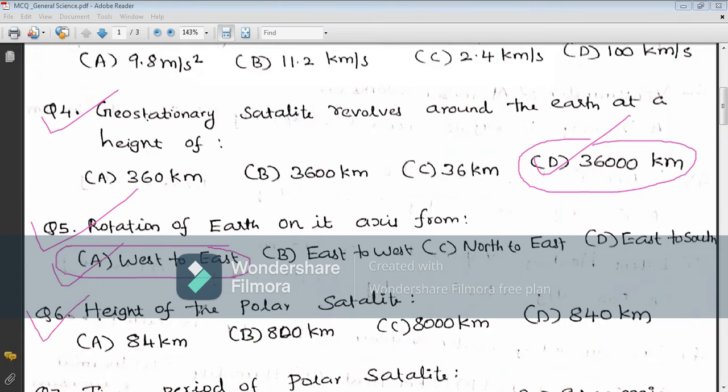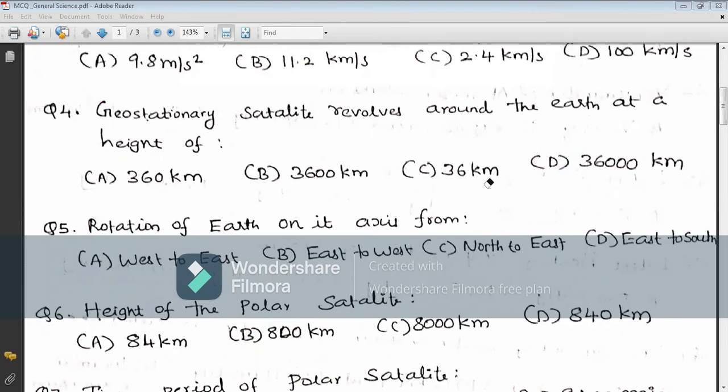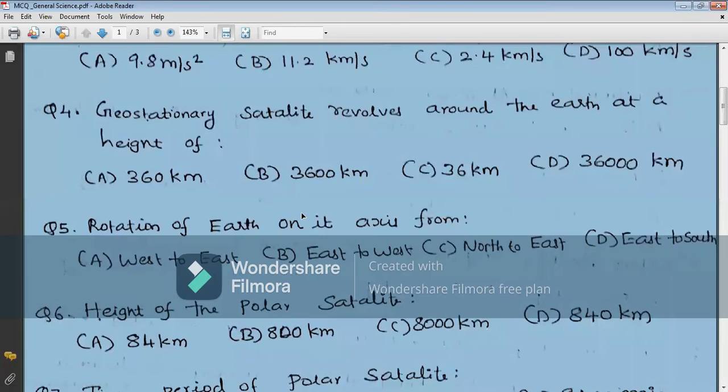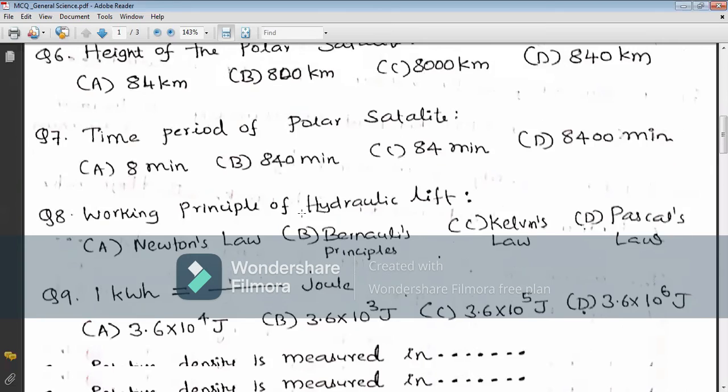Question number 6. Height of the polar satellite: 84 kilometers, 800 kilometers, 8,000 kilometers, 840 kilometers. Actually, which is the right answer? Very important question. So the height of the polar satellite will be around 800 kilometers. I should go ahead with option B. All questions are very important. Why am I telling this repeatedly? It may be asked in the upcoming examination.